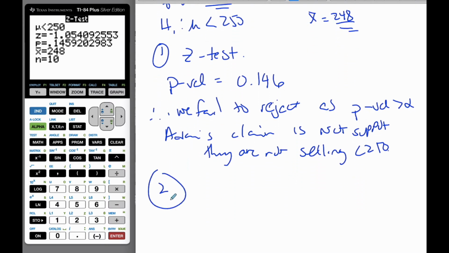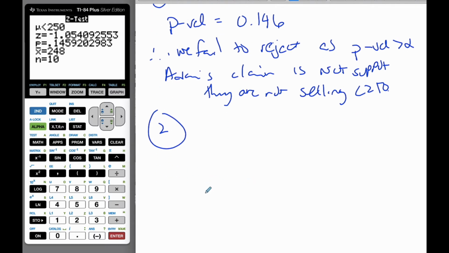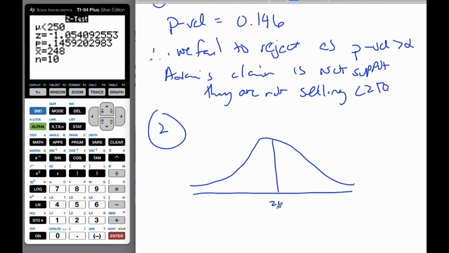The other way we could do it is with normal CDF. If we consider this, here's my normal curve, and here is 250, and down here is 248. This normal curve is made up of groups of 10. Each data point here is an average of 10 coffee cups. And if we got a lot of them, eventually we would get this normal curve. And we want to know, is it possible that a group of 10 coffee cups would be less than 248? What's the probability of that happening?